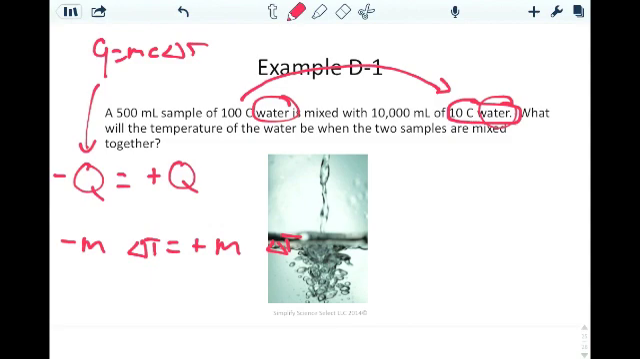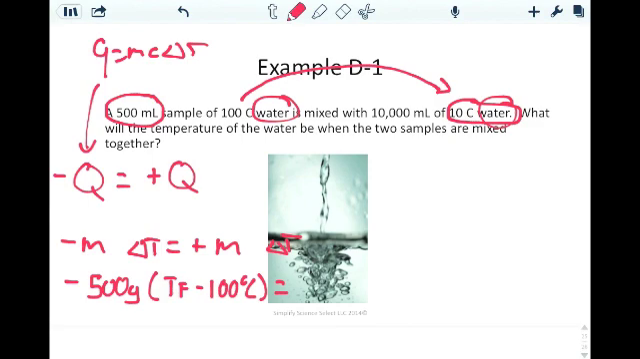So we'll have negative, first mass, this is a 500 milliliter sample, and water has a density of 1 gram per milliliter, so we can say that this is 500 grams times temperature final minus our initial temperature, which is 100 degrees Celsius, equals our 10,000 gram sample, because remember 1 milliliter equals 1 gram, times temperature final minus our initial temperature of 10 degrees Celsius.